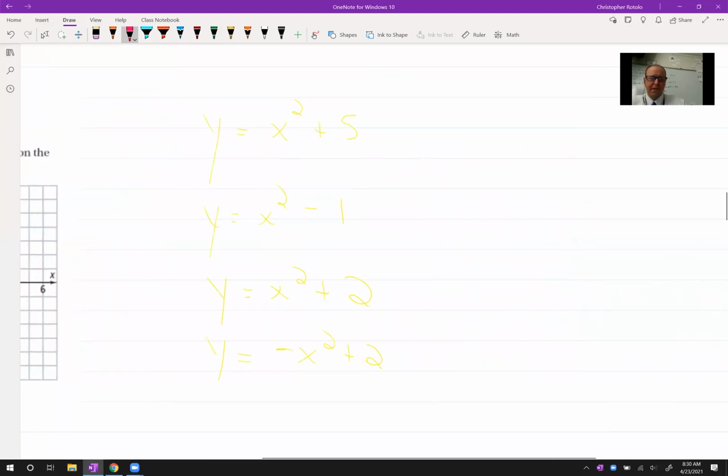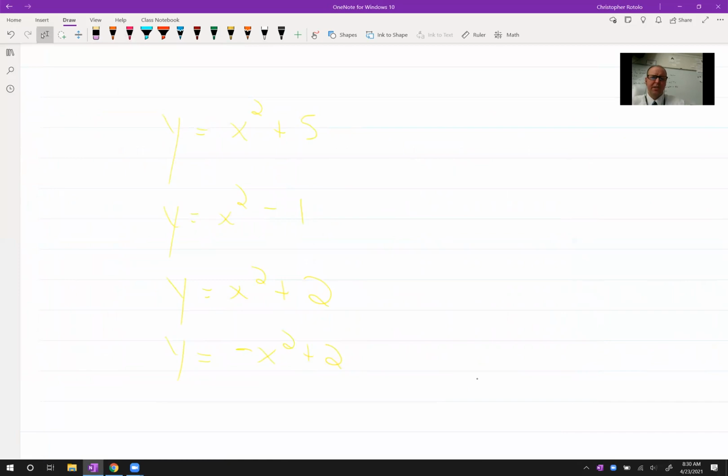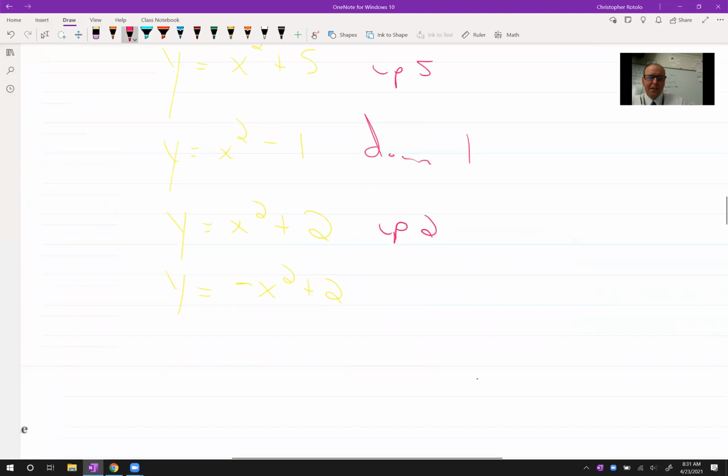Okay, so let's take a look at these. Ooh, yellow was a bad choice. Sorry about that. So x squared plus 5. If I add 5, that's up 5, right? Minus 1. Where's it going to go? It's going to go down 1 unit. What about x squared plus 2? Well, we know that's up 2. Come on now. This one's also up 2.